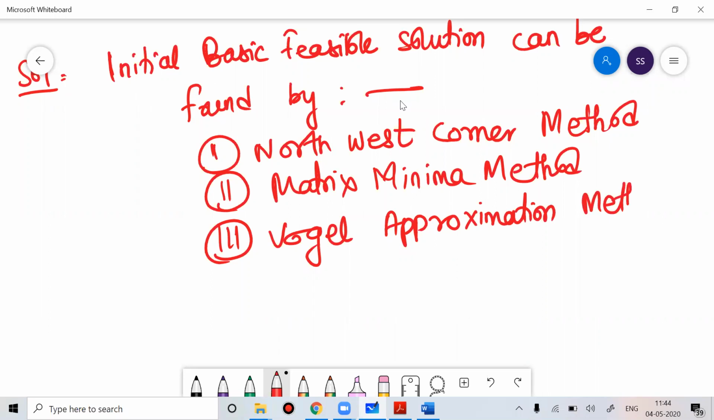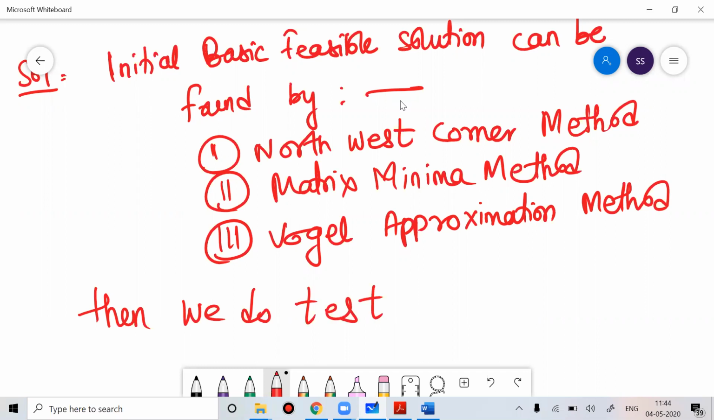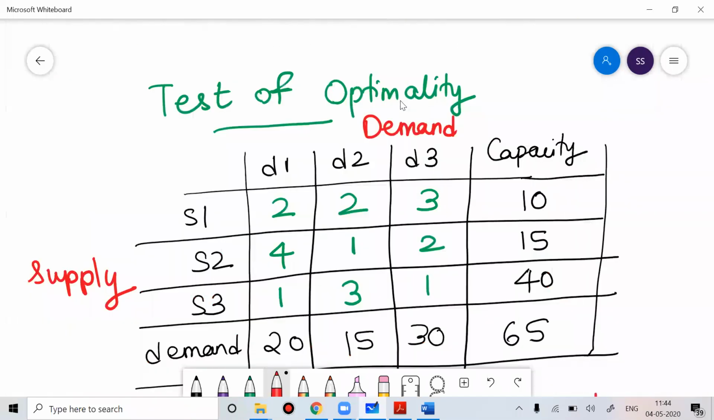So by any of the three methods, whether it is the northwest corner method, the matrix minima method or the Vogel approximation method, we find the initial basic feasible solution. Once we get the initial basic feasible solution, we do the test of degeneracy, where the test of degeneracy says that the number of occupied cells you are getting should be equal to m plus n minus 1, where m is the number of rows and n is the number of columns.